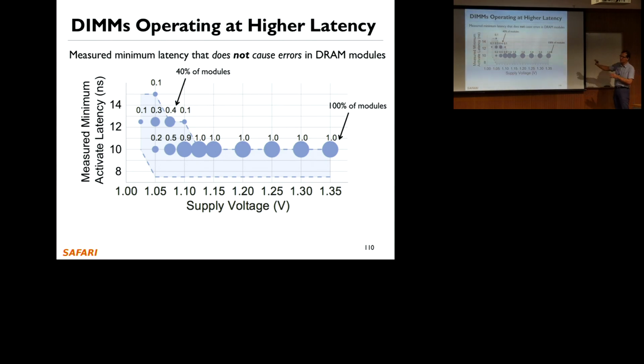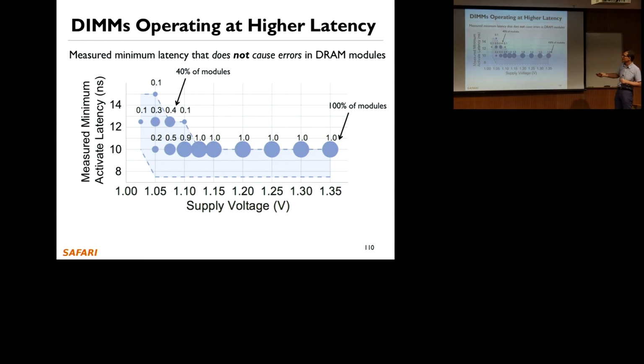So this is clearly one of the manufacturers, not the worst manufacturer, as you can see. Basically, 100% of the modules are operational at 10 nanoseconds activate latency until whatever that voltage level is. And when you get to 1.1 volts, you need to increase the latency by about 2.5 nanoseconds for 10% of the modules, and still all of the modules are operational. And when you get to 1.075 volts, 50% of the modules still operate at 10 nanosecond latency, but for 40% of the modules you need to increase the latency by 2.5 nanoseconds. And some modules actually don't operate correctly, regardless of the latency.